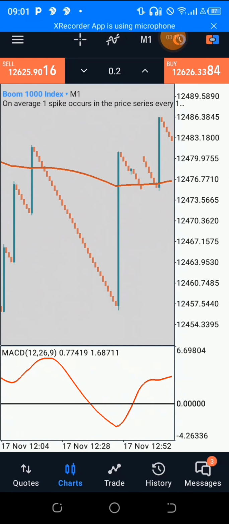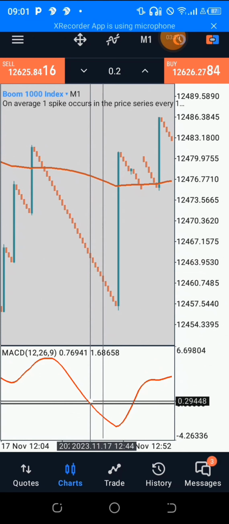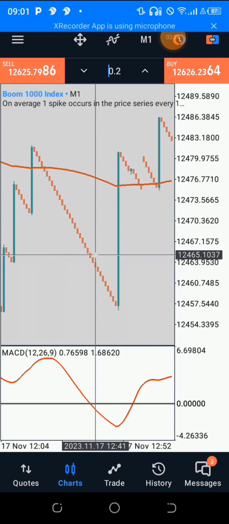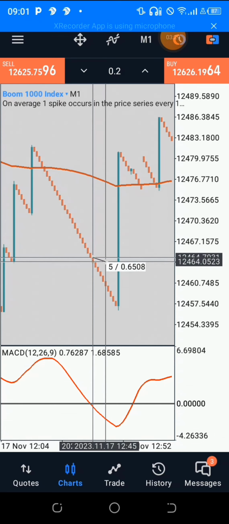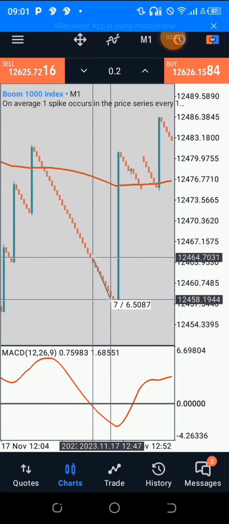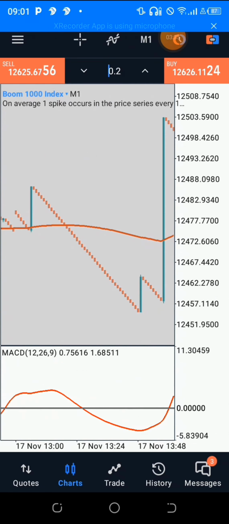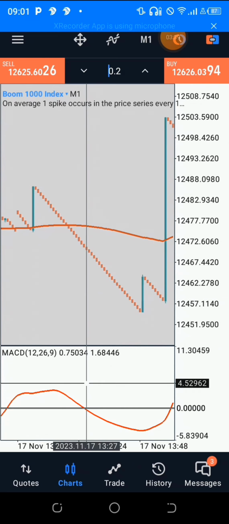Then let's look for another example. Here we can see price closed below the zero line. At this level, this is where price closed below. We're going to get 7 candles. Our 7 candles were enough, and then we exit the market. Then let's look for another example. At this signal, we're going to get our 5 to 7 candles.